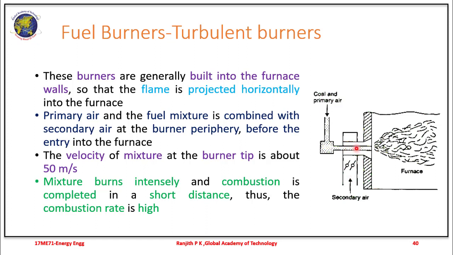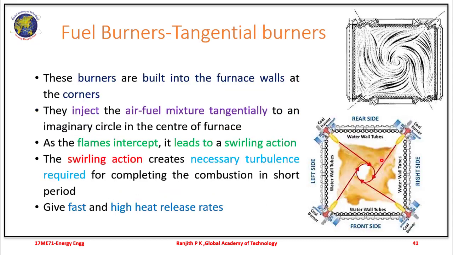In case of turbulent burners or the short flame burners, these are built into the furnace walls. The flame is projected horizontally onto the furnace, and the primary air and fuel mixture is combined with the secondary air and is then fed into the entry of the furnace. So the primary air and the secondary air combine with the pulverized coal, and then it is fed to the furnace. The velocity of the mixture at the burner tip is in the order of about 50 meters per second. The mixture burns intensely and the combustion is completed in a very short distance. Hence, the combustion rate is high, and hence it is also known as short flame burners.